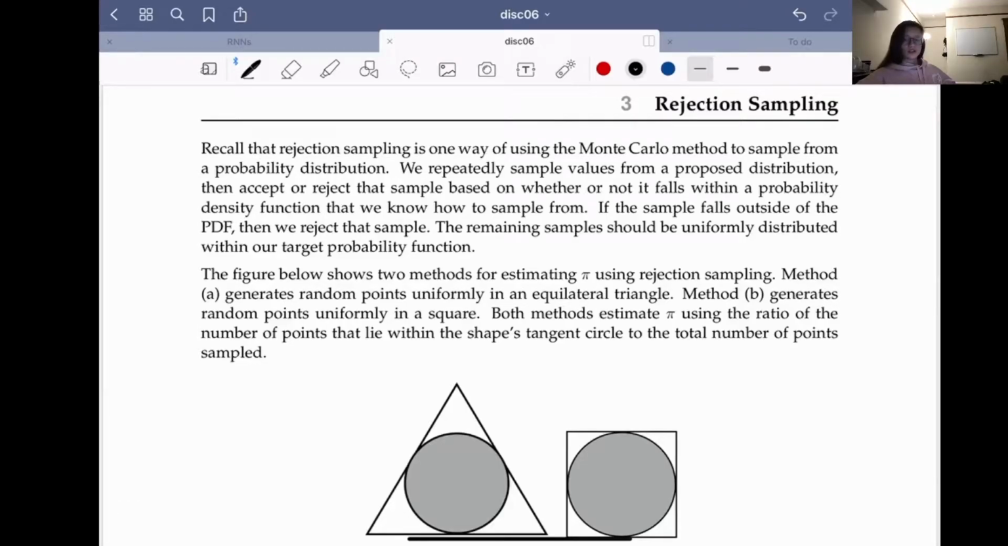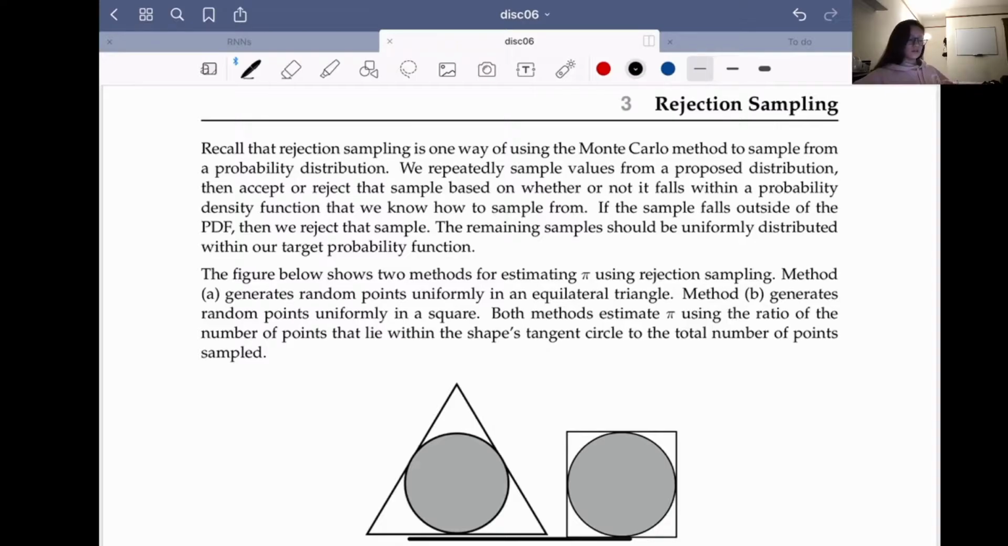Alright, so we just talked about using the inversion method to sample from some distribution. Now we're going to talk about rejection sampling. This is also a way to sample from some probability distribution, but it instead uses the Monte Carlo method.